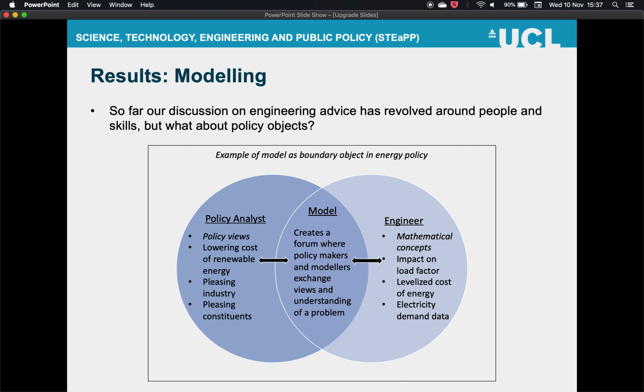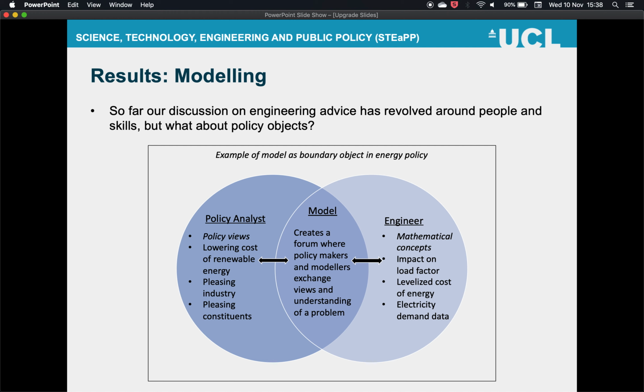And the policy analyst was focused on trying to make the policy go through. So pleasing industry, pleasing constituents, lowering the cost of renewable energy, those were the policy views or the policy objectives. And through collaborating, they created a model which encapsulates or creates a forum where the policymakers and the modelers can exchange their views and understanding of a problem. That process encapsulates everything that we've talked about so far.